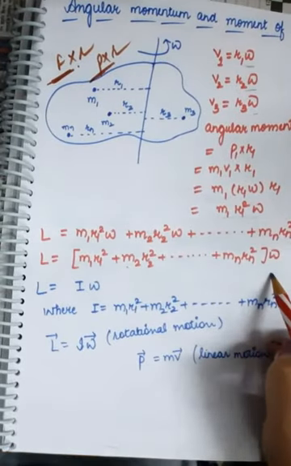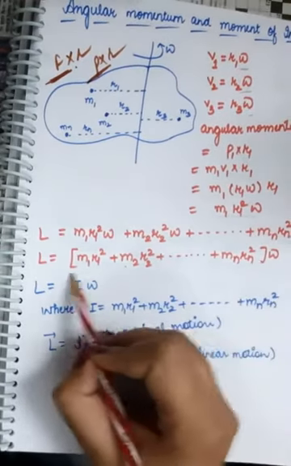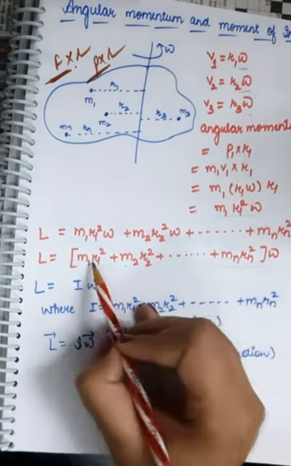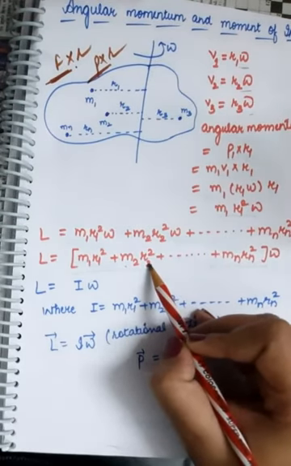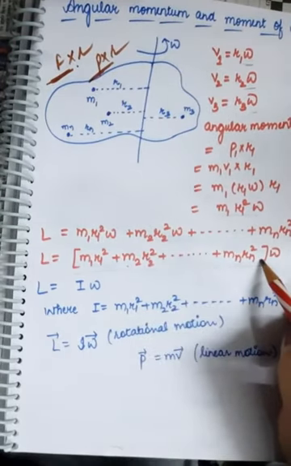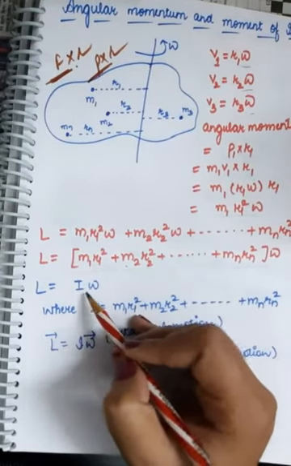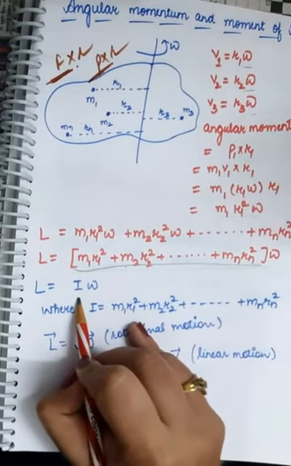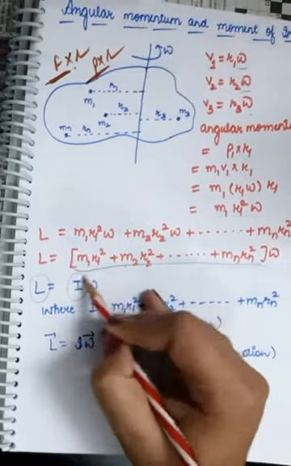Afterwards, take omega common and you will be left with this quantity, and this quantity is nothing but moment of inertia, as I had explained in the previous videos. So m1 r1 square plus m2 r2 square plus m3 r3 square, and so on up to mn rn square is nothing but moment of inertia. So instead of this, substitute I. So what are we observing? That angular momentum is equal to I omega.